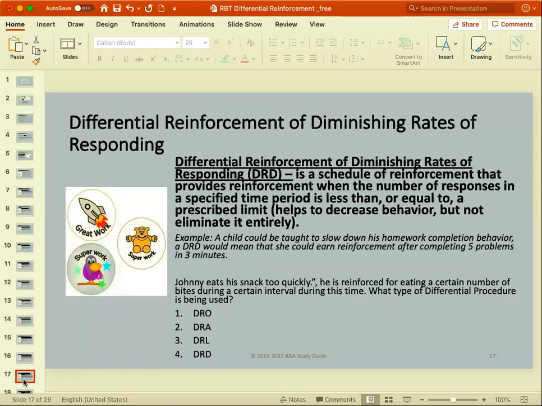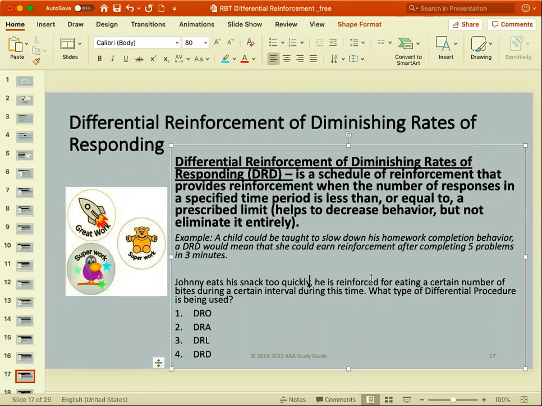So a child could be taught to slow down his homework completion behavior. For your DRD, she would earn a sticker after completing 5 problems in 3 minutes. I've used this a lot for students who eat really fast or do homework really fast or do something really fast in a specified period of time in which they're rushing through something. So eating snack too quickly could be dangerous. It could also be socially inappropriate. When he's reinforced for eating a certain number of bites during a certain interval during the time period.